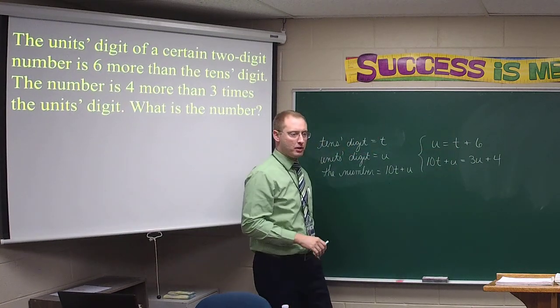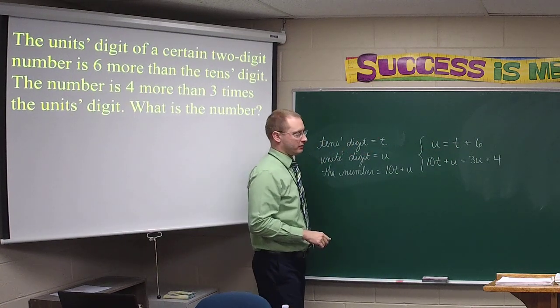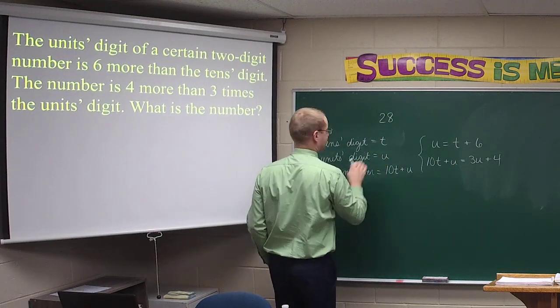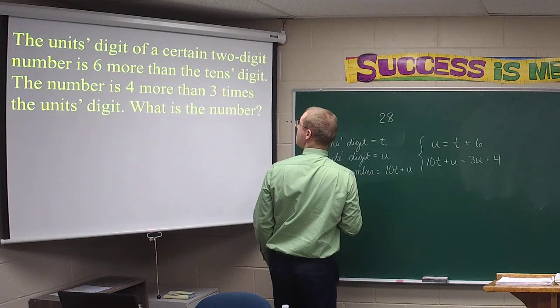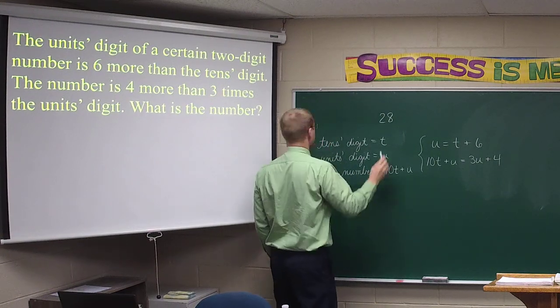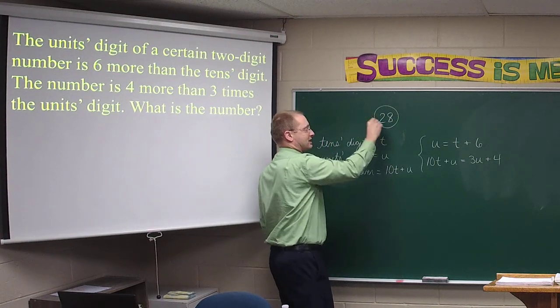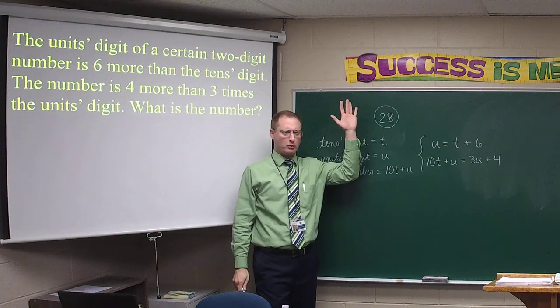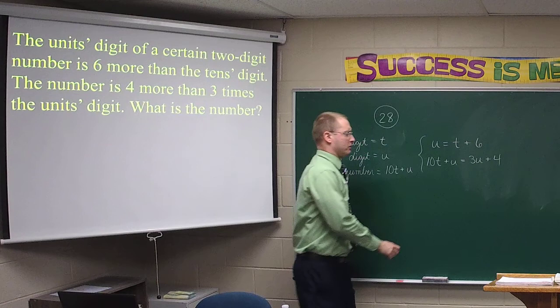What did you end up with for your number, Kendall? 28. 28, and let's see, that satisfies the first requirement. Is that 4 more than 3 times the units digit? Yes, it checks out. How many had 28 as the number? Okay, only a few of you. Let's take a look at this real quick.